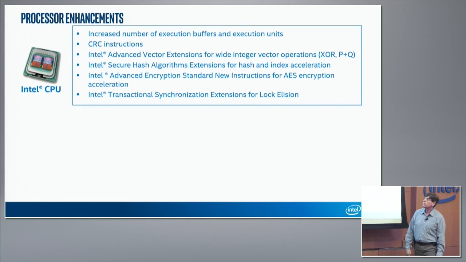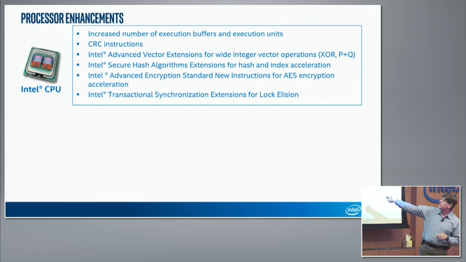Okay, so let's start then with processor enhancement. Generation over generation, we take advantage of Moore's law, obviously. When we're able to put more transistors into a package, lower the power and things like that, we're always going to try to increase the number of execution units so we can get more parallel instructions and threads going. Also, one of the things that we've added for storage in particular is specialized CRC instructions for data protection. I'll talk about that when we get to the IIO unit.